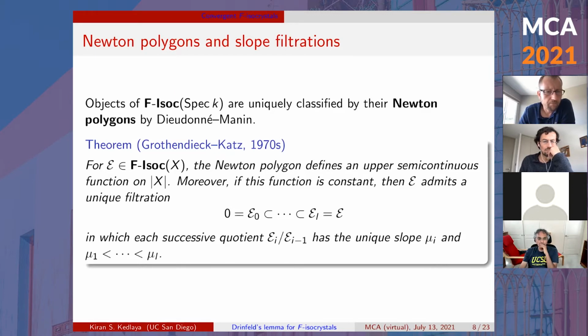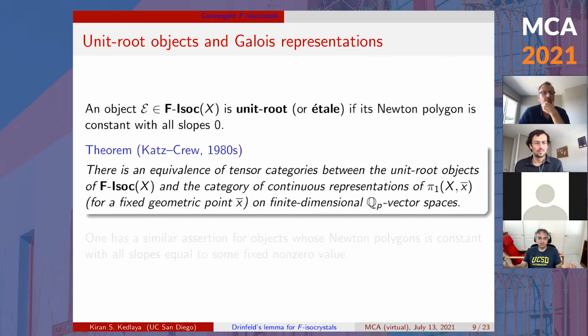So this upper semi-continuity means that there's a generic value for the Newton polygon. There's an open dense subset where the Newton polygon takes a single value, and then there are some exceptional sets where it jumps. On this open subset where you have a constant Newton polygon, you can write the thing as an extension of things of a single slope. And these things of a single slope you can describe in terms of Galois representations. So let me in particular state the form where the slope is 0.